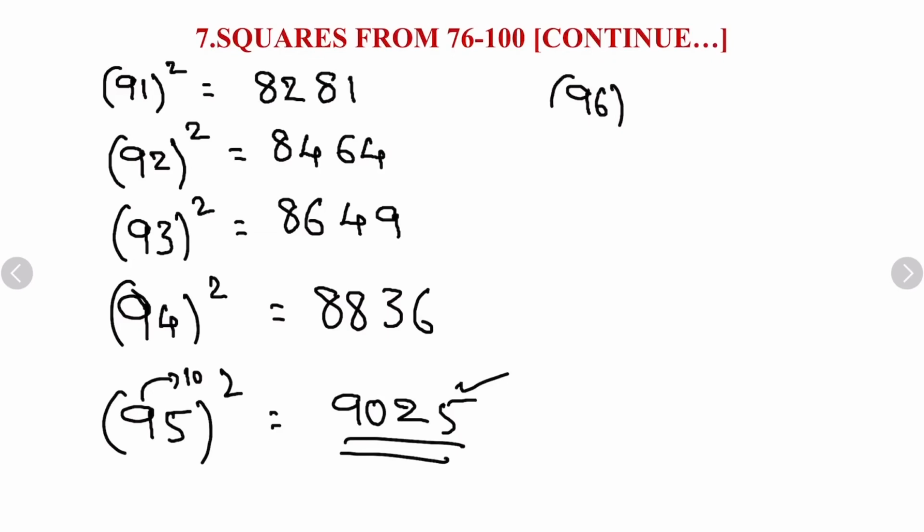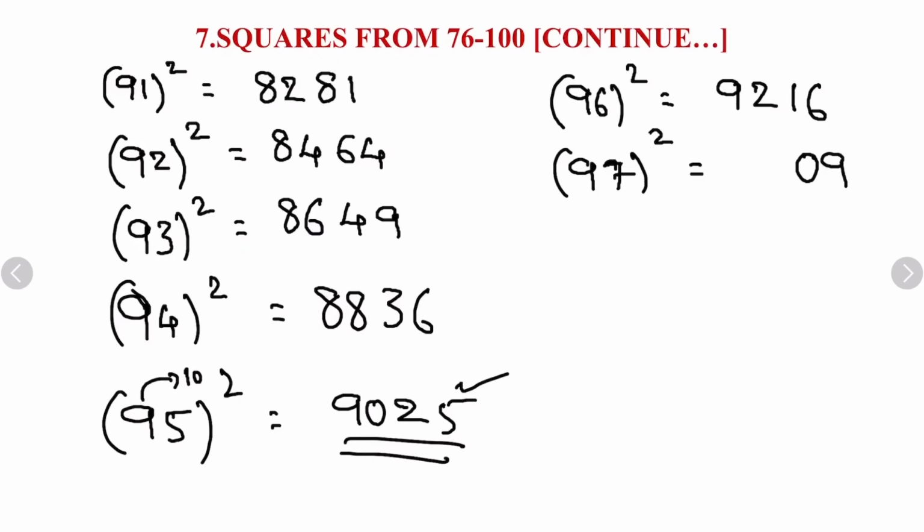96 square. How much less than 100? 4. 4 square, 16. 96 minus 4, 92. If it is 97 square, how much less than 100? 3. 3 square, 09, you have to keep. 97 minus 3, 94.